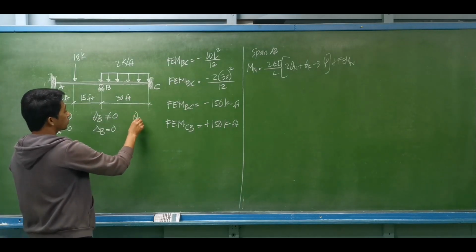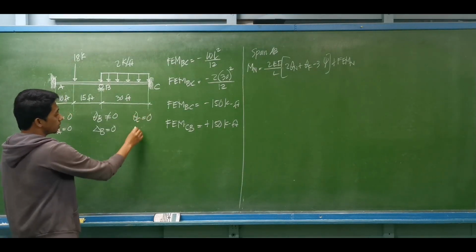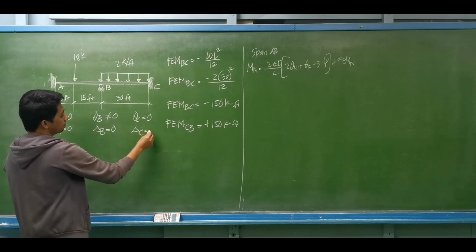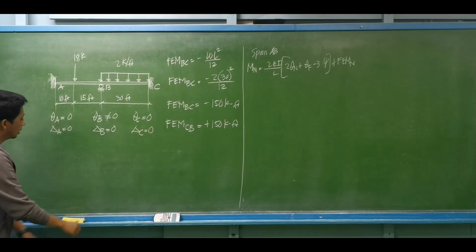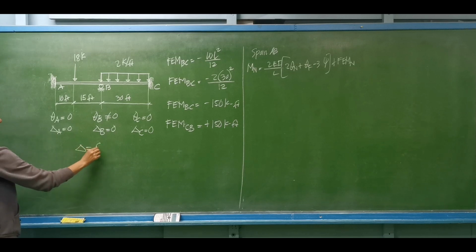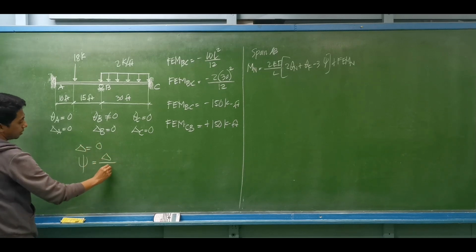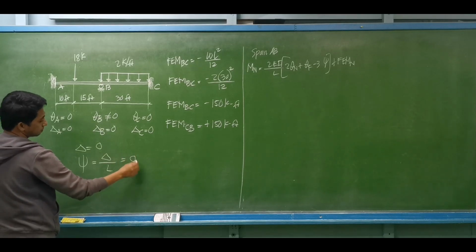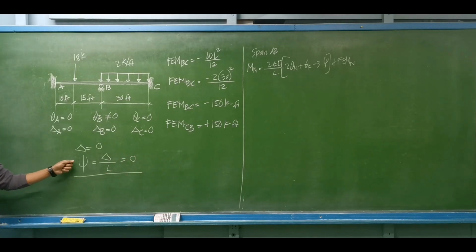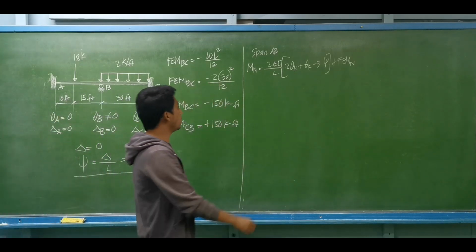So for fixed support, we have no rotation. And for this case, we don't have a support settlement. So if we have delta equal to 0, we assume that the chord rotation is equal to delta divided by the length. That is the same as 0. So we have the value of psi will be the same as 0. So let us consider span AB.